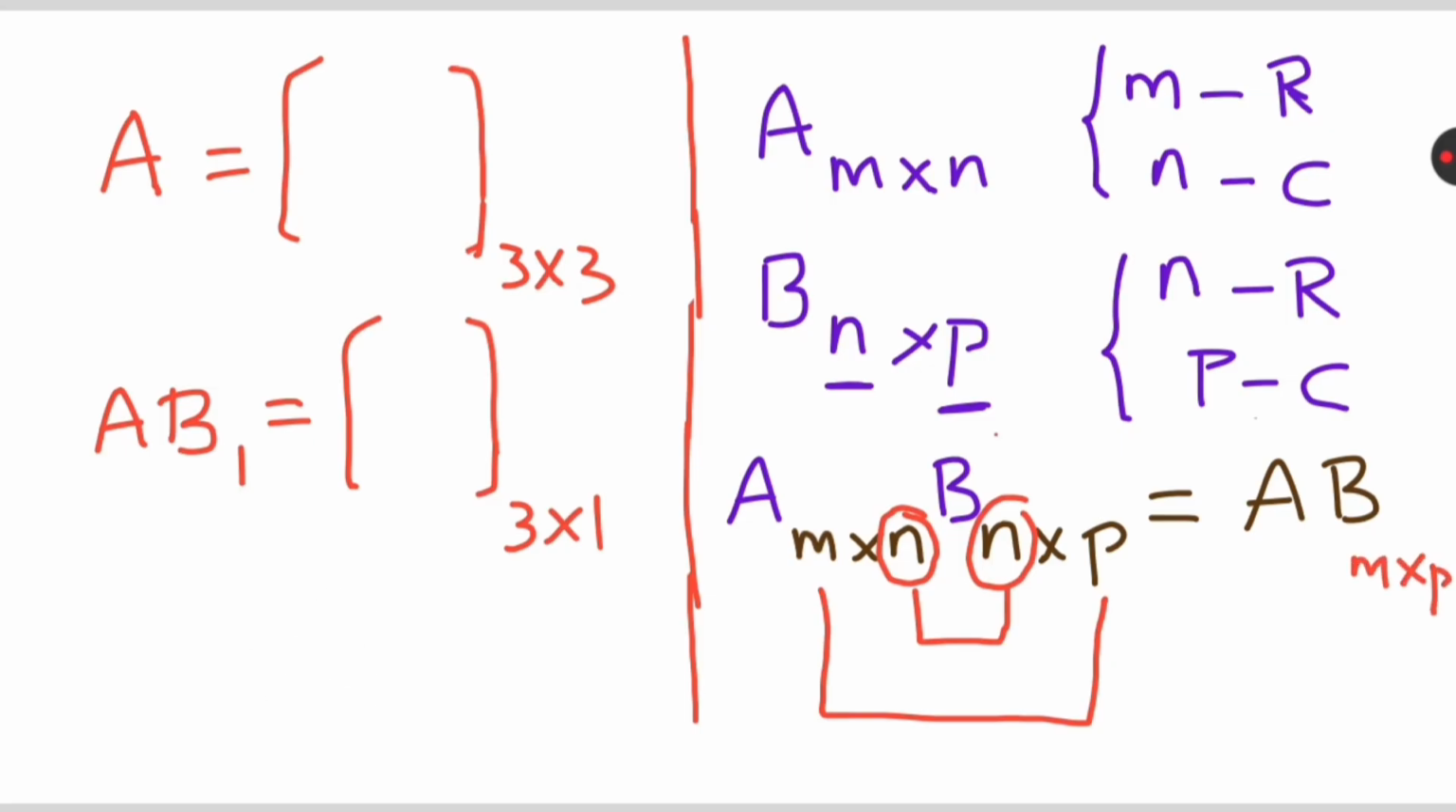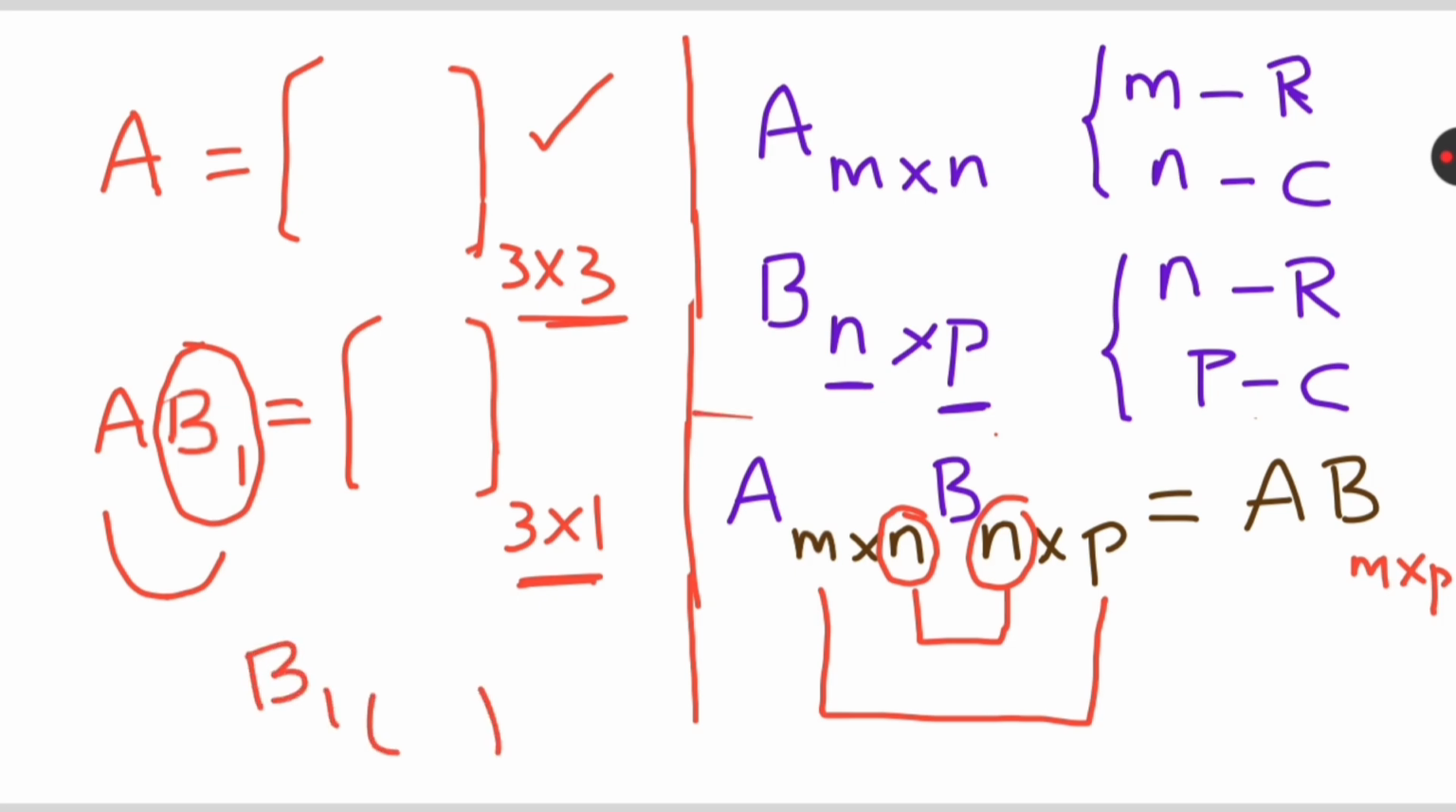So using this matrix multiplication condition, we will find the dimension of the B1 matrix, because we don't know the B1 matrix. They said only that B1, B2, B3 are column matrices. They didn't mention the dimension. We know only that the A matrix dimension is 3 by 3, and we know the product result is 3 by 1. But we don't know the B1 dimension. So using this condition, I'm going to find the dimension of B1.